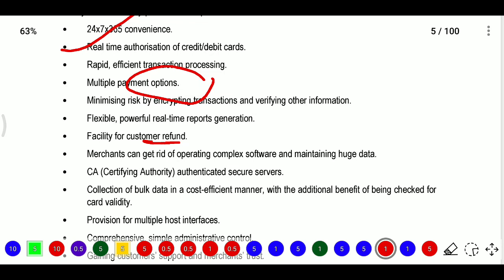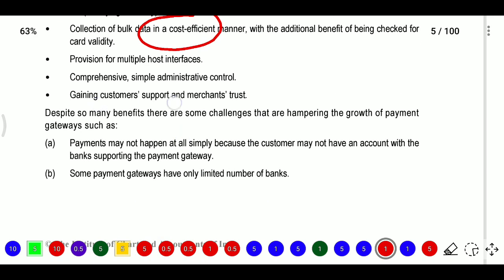Provisions for multiple host interfaces will be there, and comprehensive or simple administrative control will be there. Gaining customer support and merchant trust will be there. Despite so many benefits, it also has some challenges.